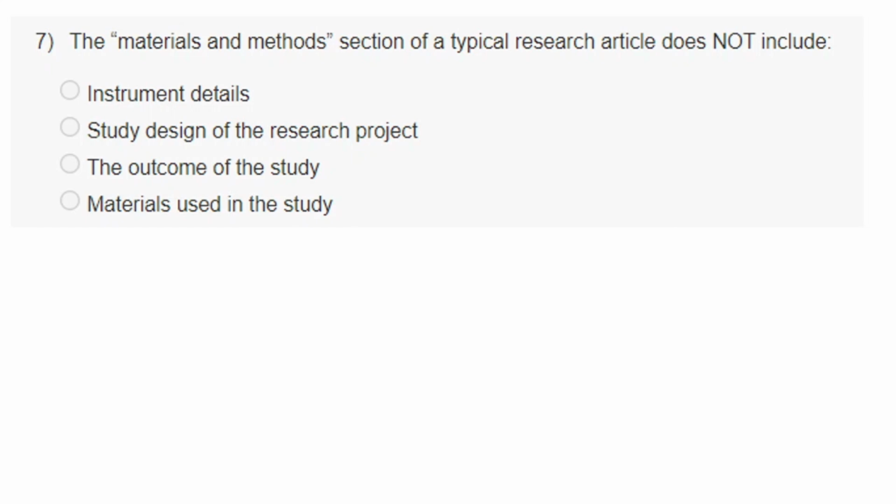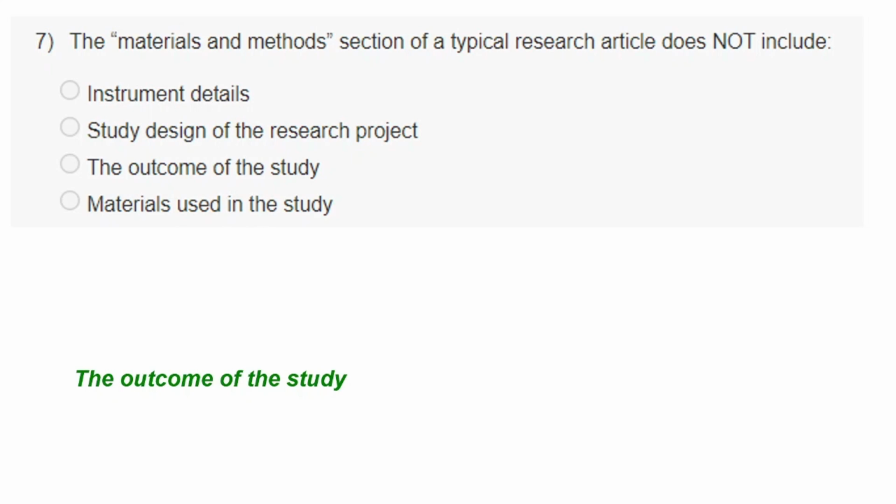Outcome of the study. Correct. Anybody else? Correct. So the material and method section will have the instrument details, definitely. They'll have the study design of the research project. If there's a particular study design, they'll have that. They'll have the materials used in the study, obviously. They'll not have the outcome. Outcome will be in the results section. Results, and then in the discussion they'll try to interpret the results, but outcome will not be in the materials and methods section of a typical research article.